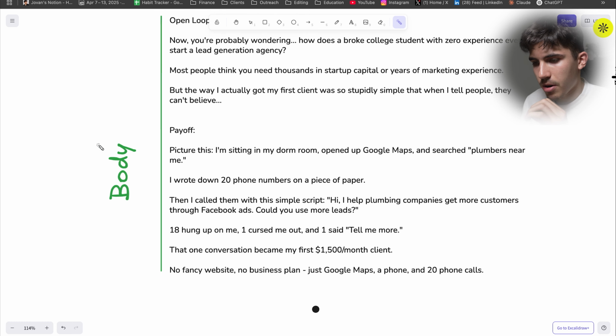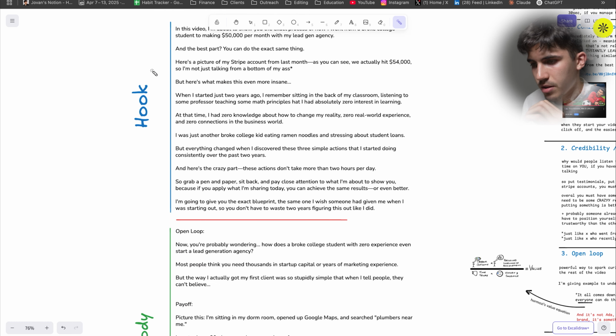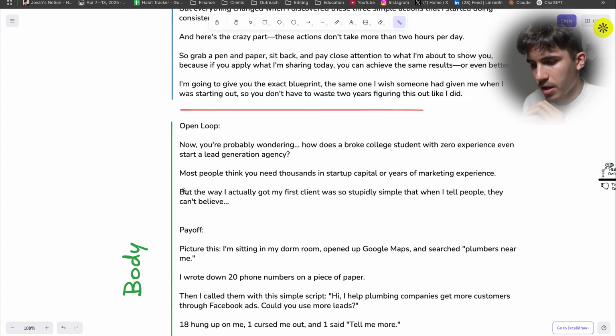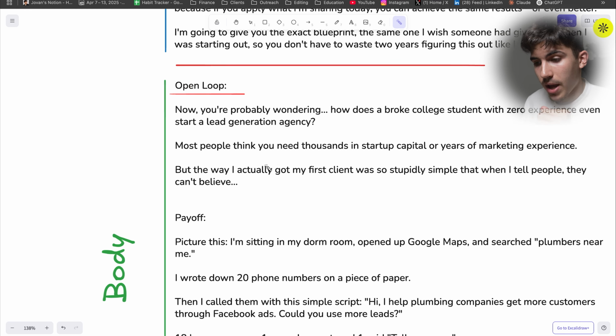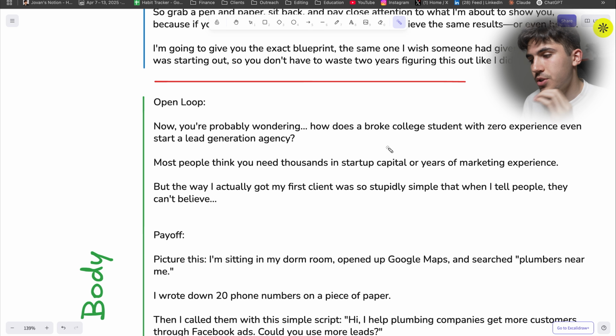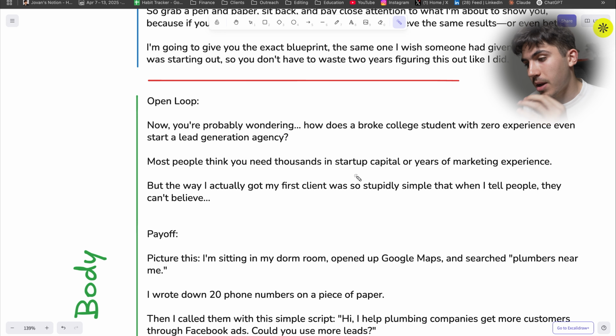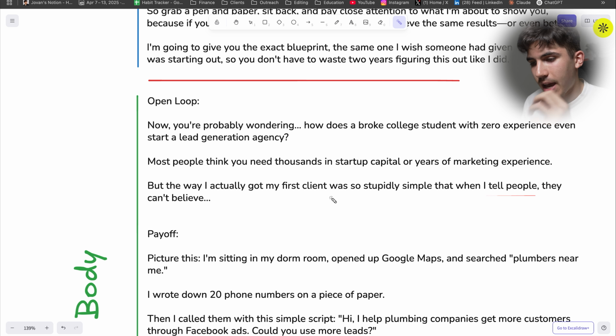We have the body part, so we covered the hook. Now we are moving to the body. This is the body, this is the first sentence. Let's start first with the open loop. Now you're probably wondering, how does a broke college student with zero experience even start a lead generation agency? Most people think you need thousands in startup capital or years of marketing experience, but the way I actually got my first client was so stupidly simple that when I tell people, they can't believe it.